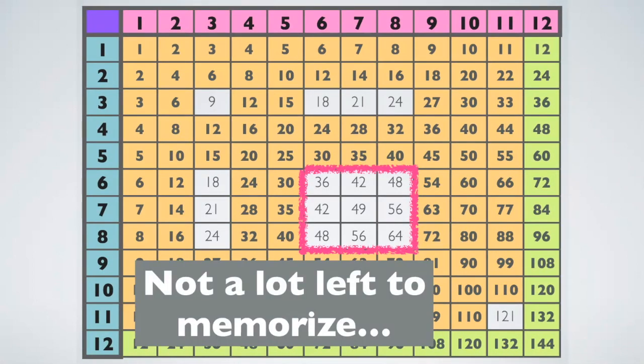When you introduce facts sequentially and link with number sense and conceptual understanding, you will find there really is not a lot left to memorize. The numbers left here on our multiplication table represent some of the facts students need to practice the most. Those tend to be those 6s, 7s, and 8s in particular.